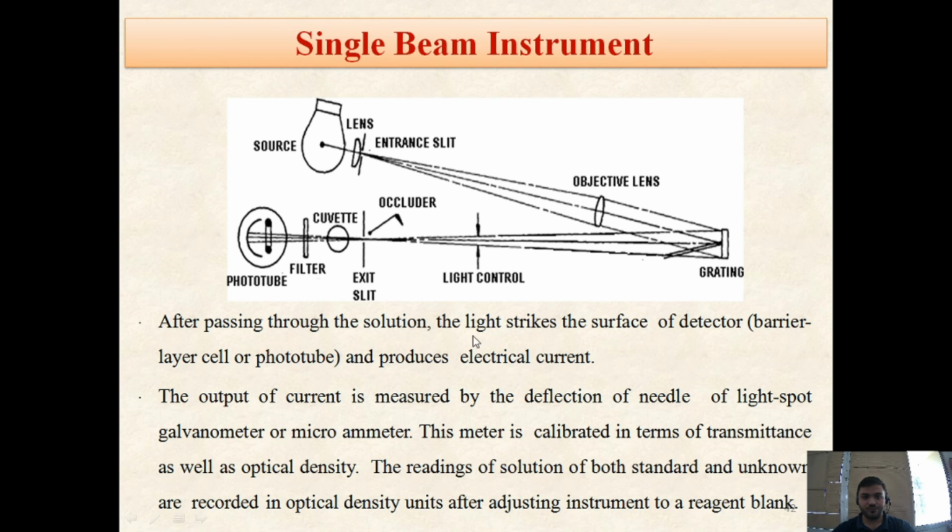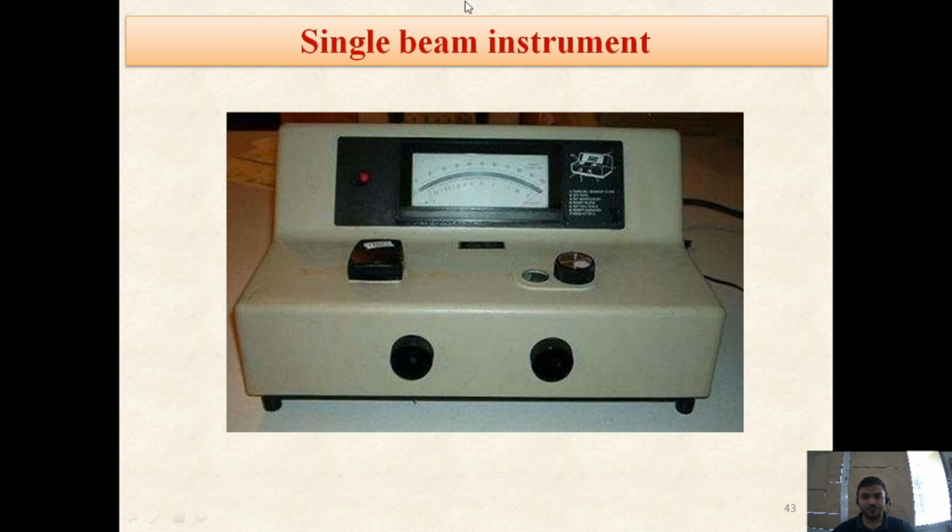After passing through the solution, the light strikes the surface of the detector, that is the barrier layer cell or phototube, and produces an electric signal or electric current. The output of current is measured by deflection of the needle of a light spot galvanometer or micrometer. This meter is calibrated in terms of transmittance as well as optical density. The readings of solutions of both standard and unknown are recorded in optical density units after adjusting the instrument to the reagent blank. This is the single beam instrument.